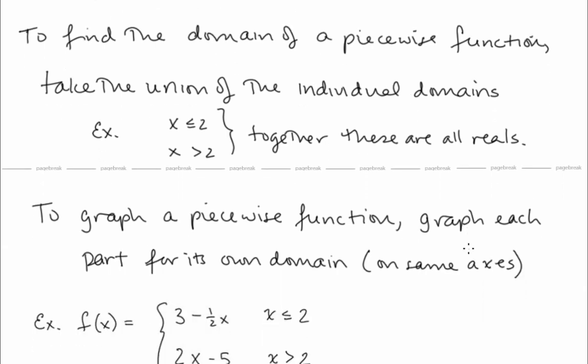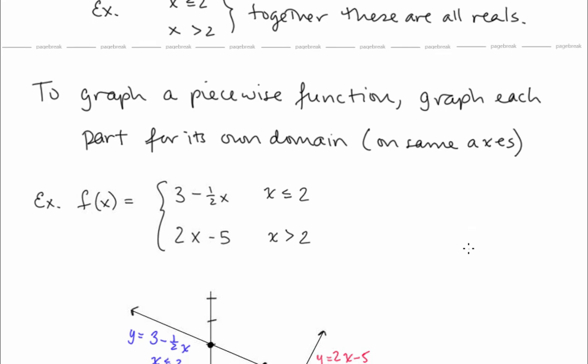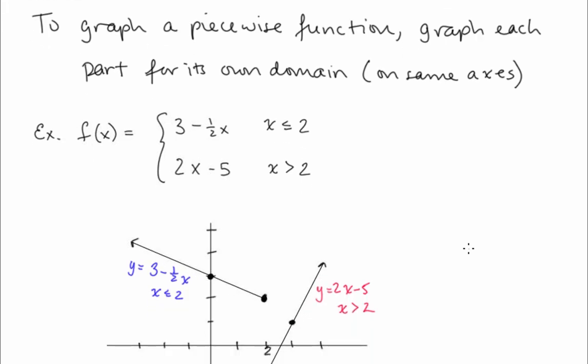Now to graph a piecewise function, we want to graph each part for its own domain. And then we put these on the same set of axes. So for example, we want to graph f of x equals 3 minus 1/2 x, but we only want to graph that for x less or equal to 2. So that's this line. And notice it has an arrow here because it's going off in this direction, but it stops at this point when x is equal to 2.